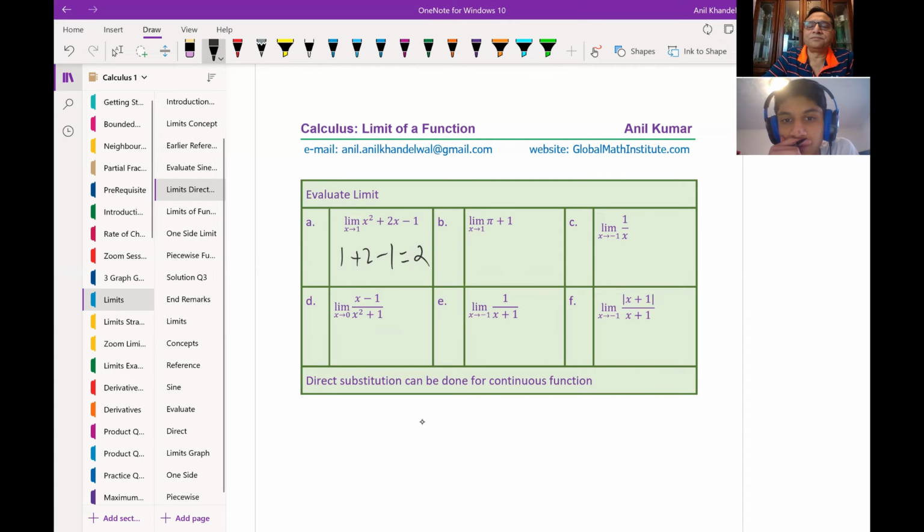Right. So would you plug in 1 as pi, sir? No, pi is not a variable. And so the answer will be pi plus 1 itself. This is a tricky question.